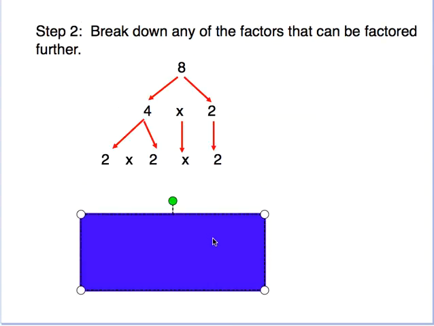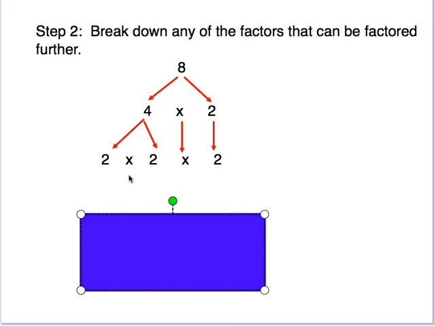So right here, 8 was broken down into 4 and 2. 2 is just a prime factor, so we bring it down. We don't do anything with that. And 4 can be broken down into 2 and 2, and therefore we have 2 times 2 times 2. We have successfully broken down the number 8 into its prime factors.